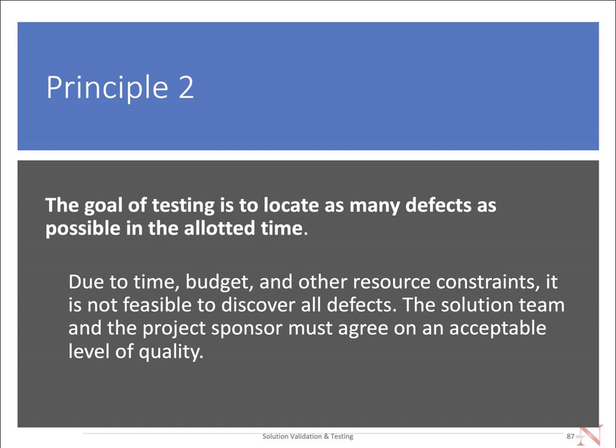Principle 2 states that the goal of testing should be to locate as many defects as possible in some allotted amount of time. At the end of the day, you have limited time, budget, and other resource constraints that you're subject to, and therefore it's not feasible, it's not practical to discover all the defects. Essentially it becomes a risk reducing effort to find as many defects as you can in whatever amount of time you've allotted to it. Of course, naturally, if you have more time allotted to testing, you're going to find more defects. But at some point in time, you get diminishing return.